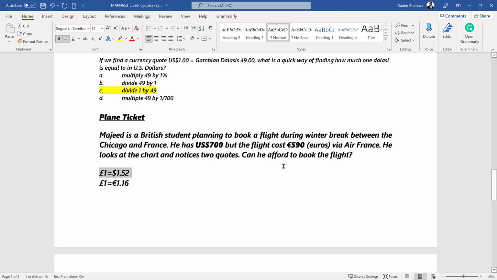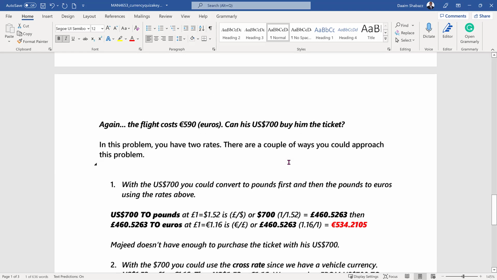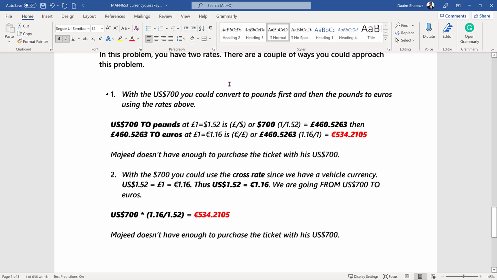It's the same 590 euro ticket. If we look at the numbers in both methods, we see the $700 in this case is only worth 460 pounds, whereas before it was 510. You convert that amount into euros and it gives you 534, which is not enough to buy the ticket.